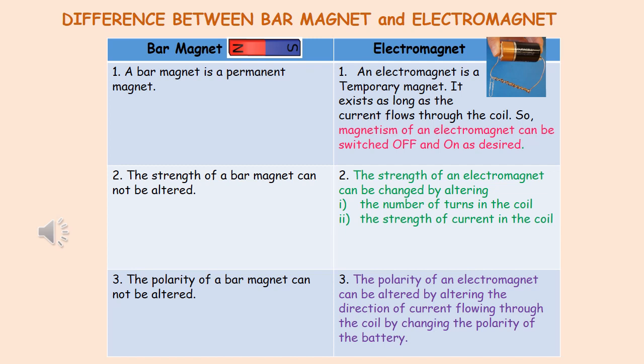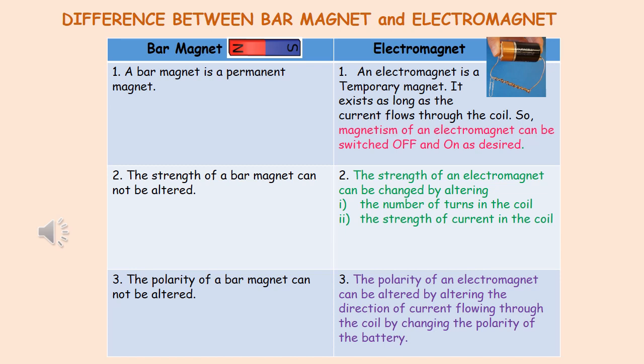Now, what is the difference between a bar magnet and an electromagnet? A bar magnet is always a permanent magnet, and an electromagnet is a temporary magnet. It exists as long as the current flows through the coil. So, the magnetism of an electromagnet can be switched off and on as desired.